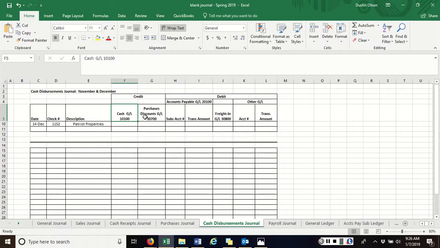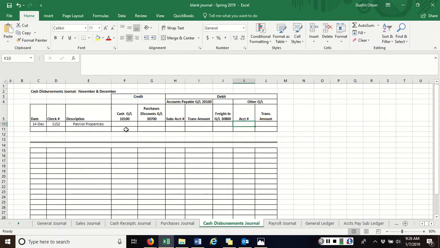So we've got cash and purchase discounts in the credit side. On the debit side, we've got payable, freight in, and then other. So if we don't have a transaction that involves either accounts payable or freight in, we'd use the other column here, and we'd put in what our debit is going to go to from our chart of accounts.